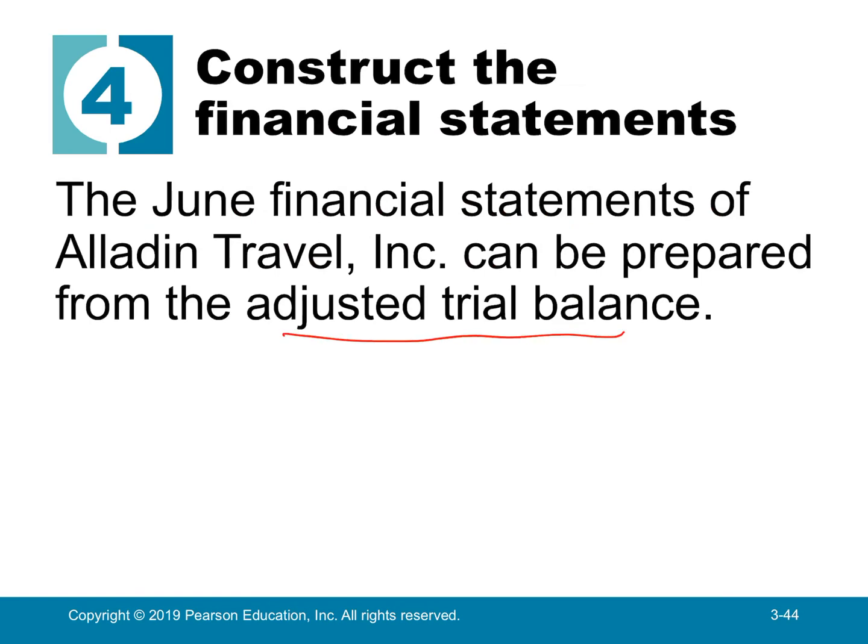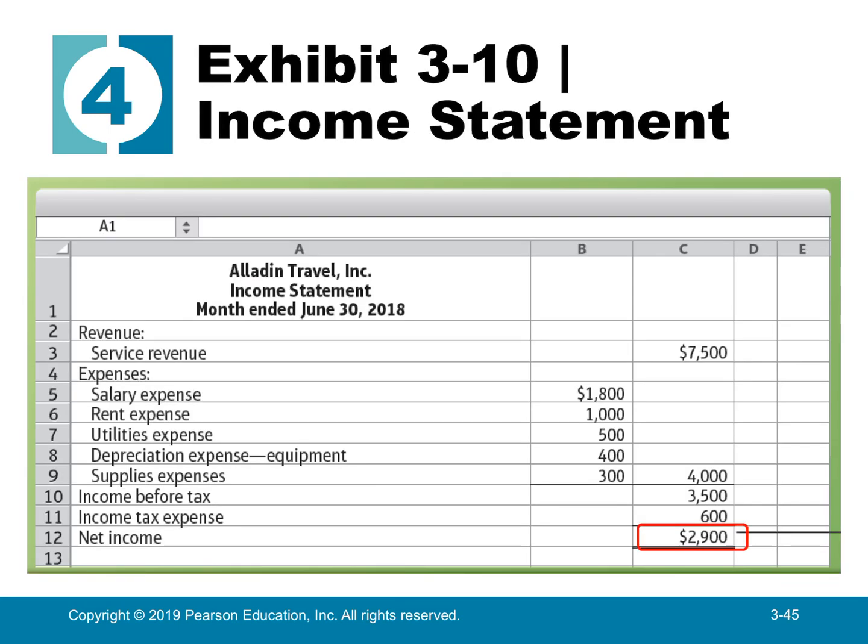From the adjusted trial balance, we can now prepare the June financial statements for Aladdin Travel. If you go back and look at the transactions and look at all the accounts, you'll see that the service revenue account had $7,500, so that was our revenue. You'll see that we had a bunch of expense accounts. Here they all are. They total up to $4,000. So our total revenues minus our expenses of $4,000 gives us income of $3,500. But remember, we had an income tax expense of $600, so we have net income after tax of $2,900.